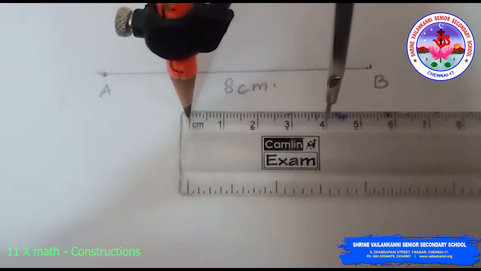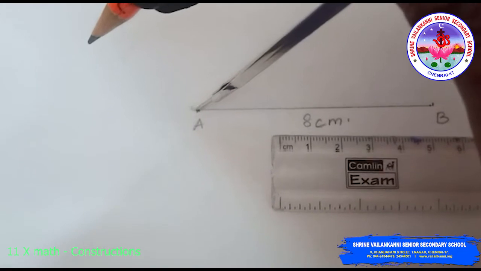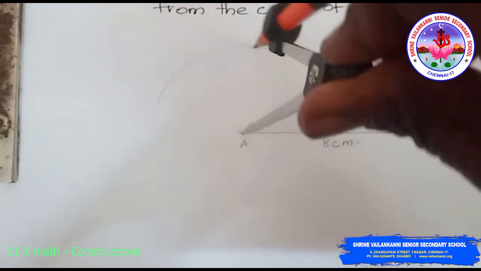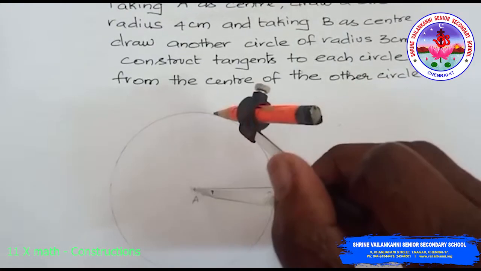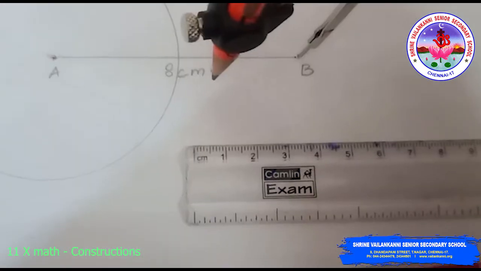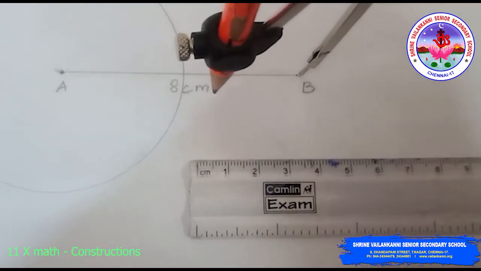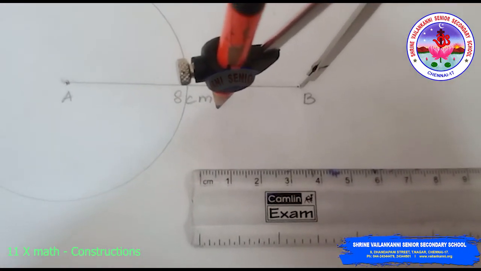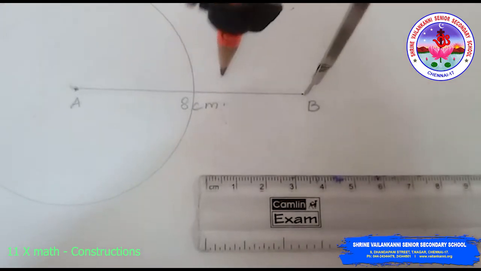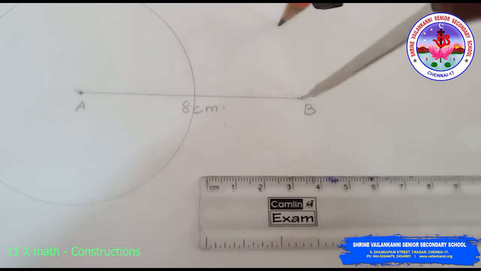To take a measure of 4 cm, keeping my compass needle at A, draw a circle. To take a measure of 3 cm, keeping my compass needle at the point B and radius 3 centimeter, I am going to draw a circle.